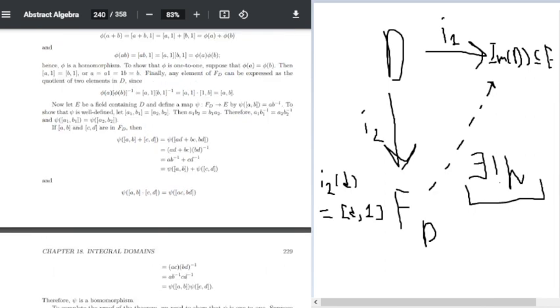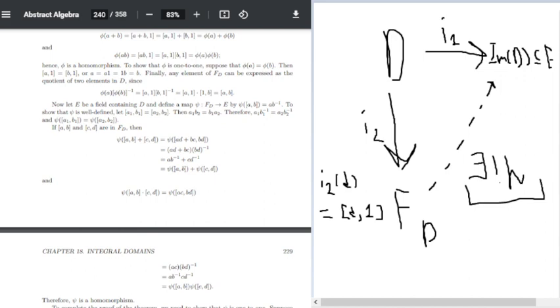To show that psi is well defined, let A1/B1 be equal to A2/B2. Then A1 B2 is equal to B1 A2, and therefore A1 B1 minus 1 equals A2 B2 minus 1, and psi of A1/B1 is equal to psi of A2/B2. If A/B and C/D are in FD, then psi of A/B plus C/D equals psi of (AD plus BC)/BD, which is equal to (AD plus BC)(BD) to the minus 1, equals AB to the minus 1 plus CD to the minus 1, which is equal to psi of A/B plus psi of C/D.